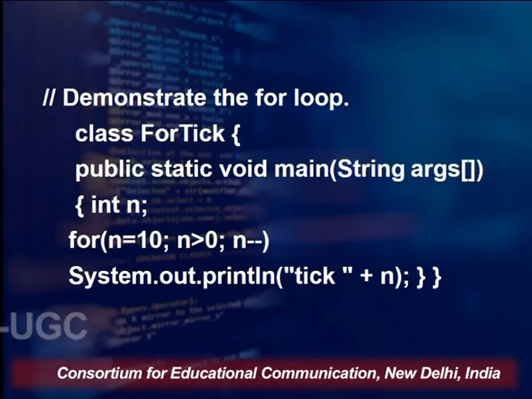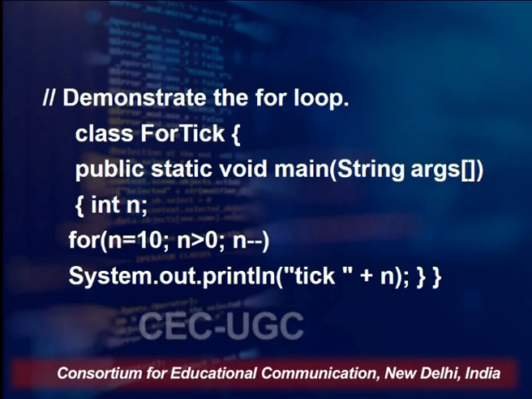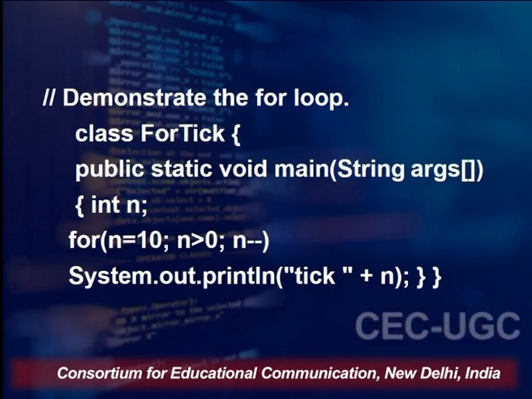So here is the similar example which we have taken, for the demonstration of for and do while. Within the main, integer n, for n equals 10, that is the initialization expression; n greater than 0; and n minus minus. So this loop will go on as long as n has a value greater than 0. For 10, it is greater than 0, so it will print the value of n along with the string tick.